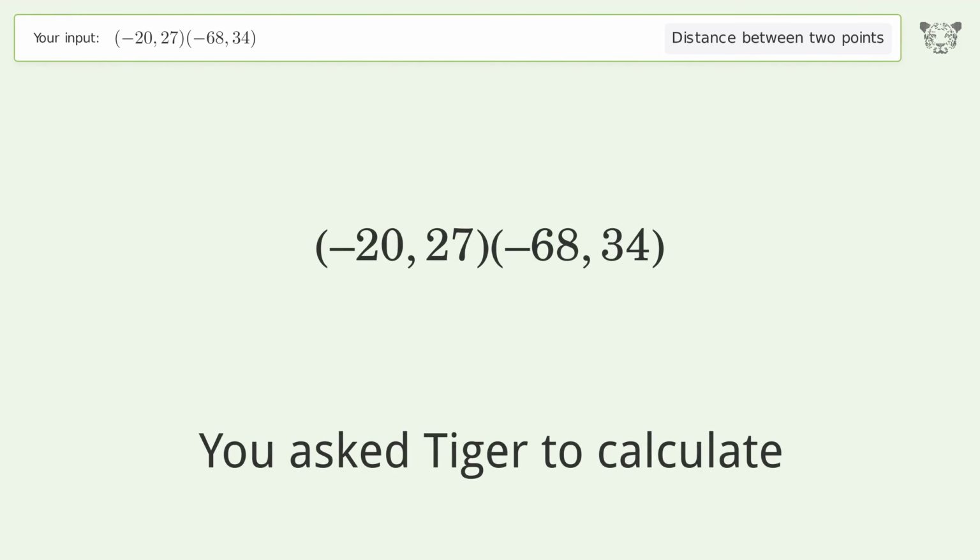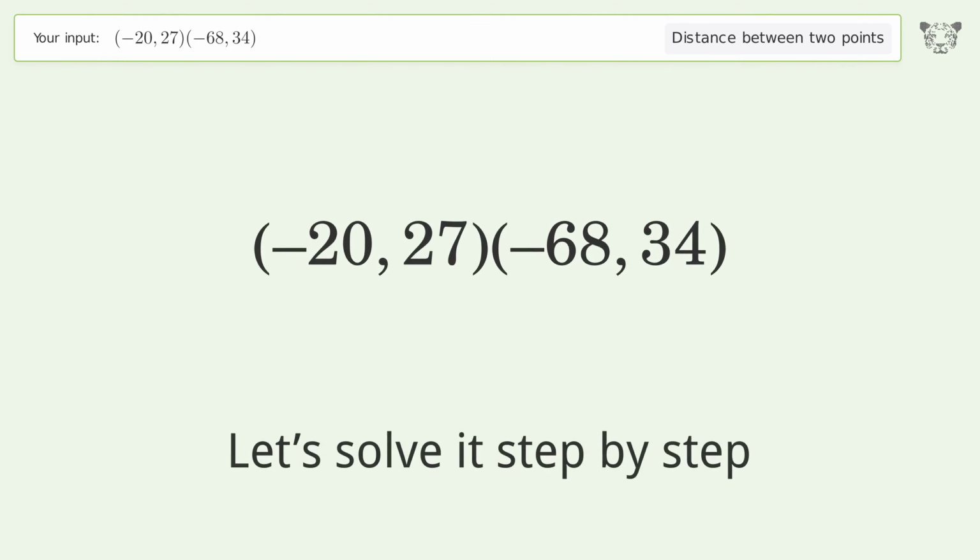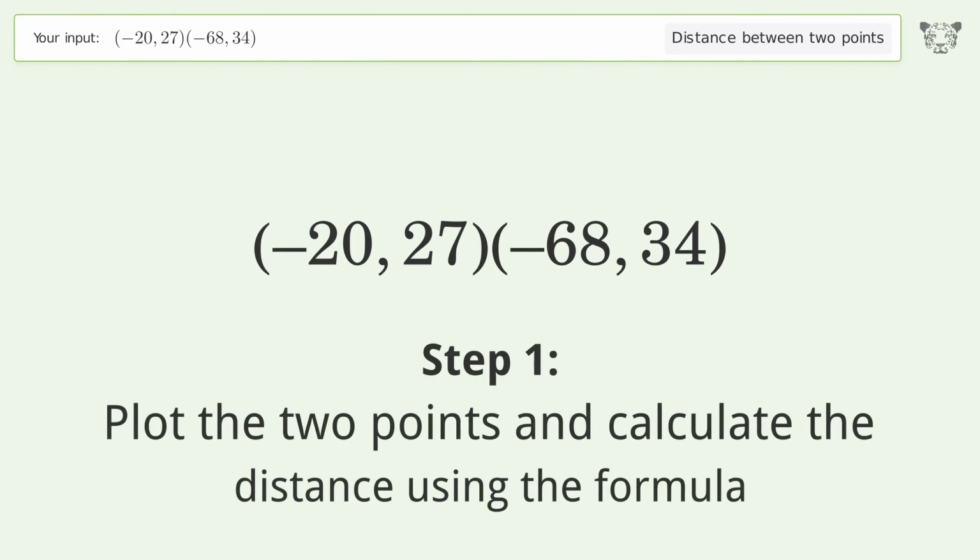You ask Tiger to calculate. This deals with the distance between 2 points. The distance between the 2 points is the square root of 2353, or 48.508. Let's solve it step by step. Plot the 2 points and calculate the distance using the formula.